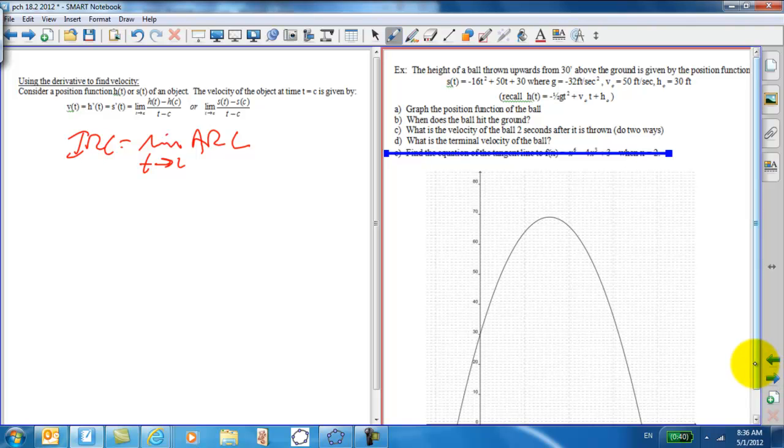Now the height of a ball thrown upwards from 30 feet above the ground is given by the position function like this. You might recall from physics, negative 1/2 gt squared plus initial velocity times time plus initial height. Well, if you put the gravitational acceleration of negative 32 in there, you'll get the negative 16. It's 1/2 gt squared plus initial velocity times time plus height, and g is given as a negative quantity because it's going down.